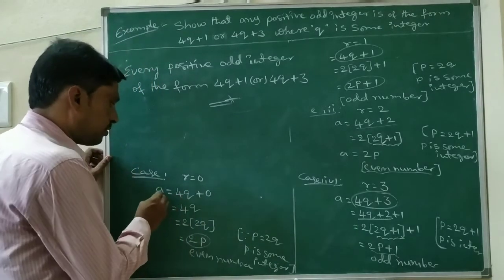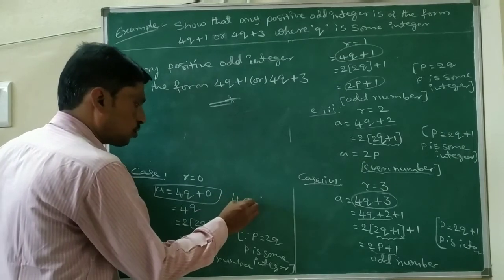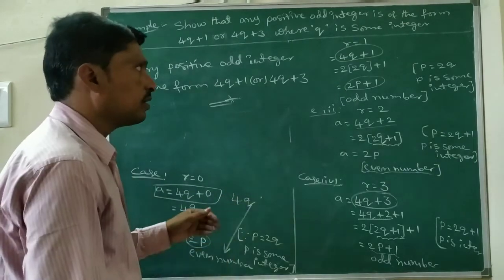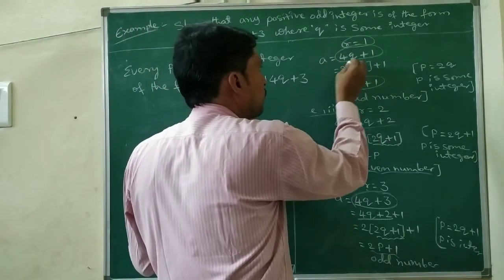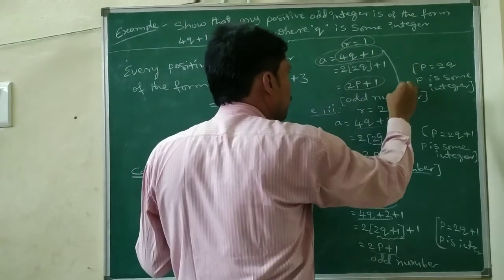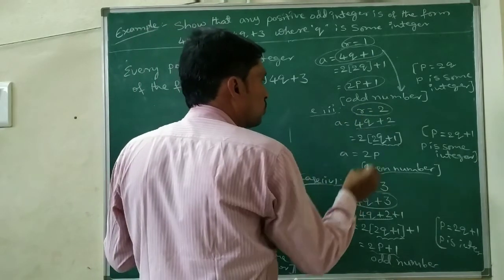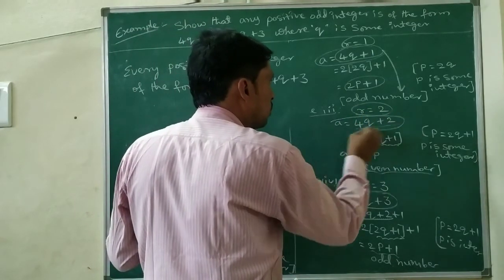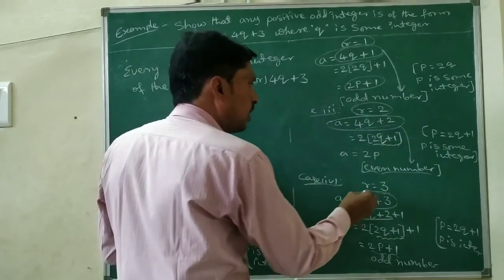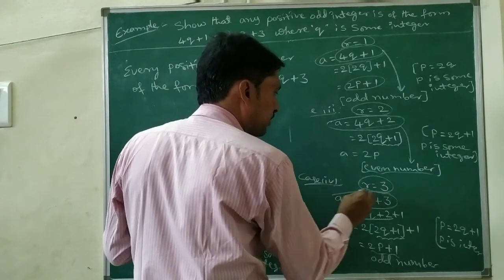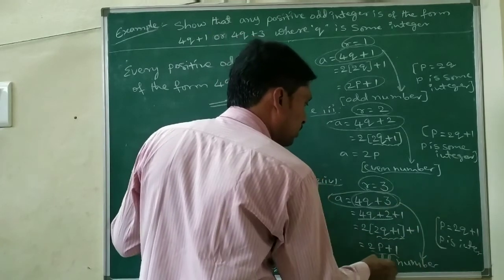Here r value 0 means the a value is 4q plus 0, that is 4q. So 4q means we are getting an even number. R value 1 means a equal 4q plus 1. So 4q plus 1 means we got an odd number. Case number 2, r equal to 2. So r equal to 2 means a equal 4q plus 2. 4q plus 2 means we got an even number. R equal to 3 means a equal 4q plus 3. 4q plus 3 means we got an odd number.